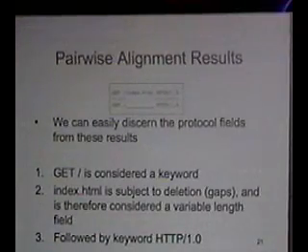Index.html was a file name. It's a variable length field. You can put any file in there that you want. And it was subject to deletion in the second sequence. So what we can assume at this point is that that is a variable length field because it was subject to deletion, followed by the keyword HTTP 1.0.